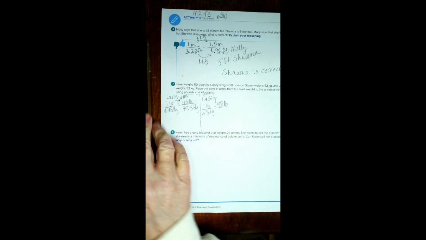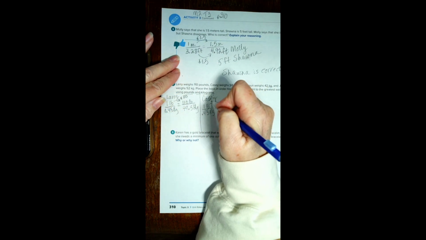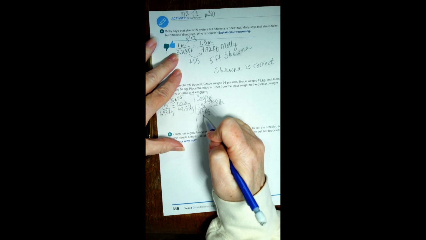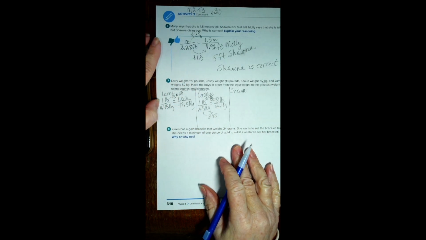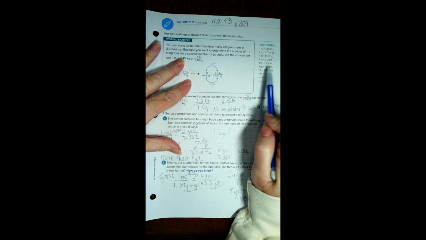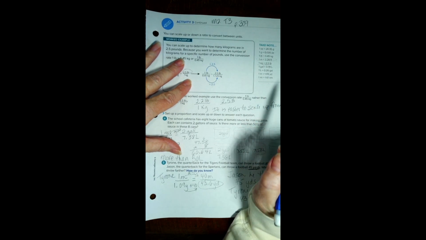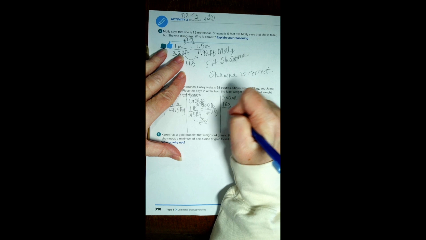Okay, so then let's look at Casey. So Casey weighs 98 pounds, so we're going to set it up the same way. We're going to go from pounds to kilograms. It's 1 pound, 0.45 kilograms. He's 98 pounds, so he's less than Larry. We're going to expect this number to be less than 49.5. So this time we're scaling up by 98. So 0.45 times 98, 44.1 kilograms.